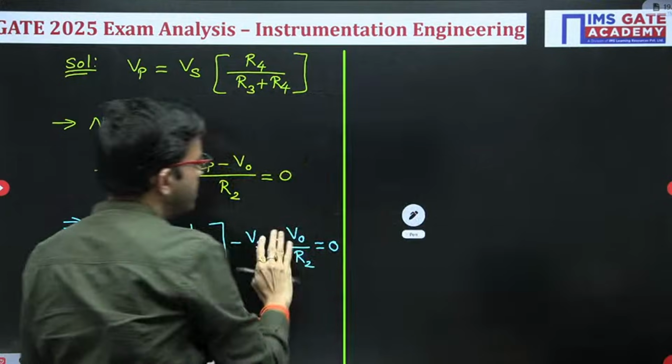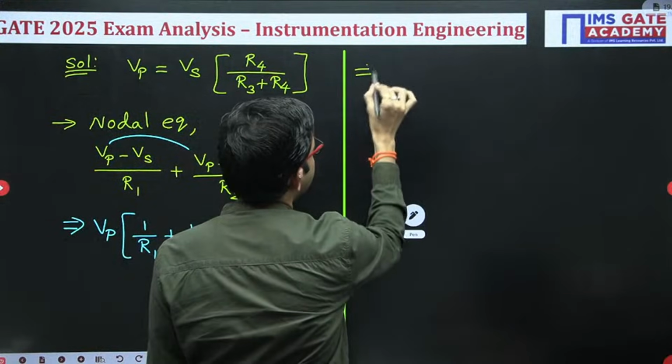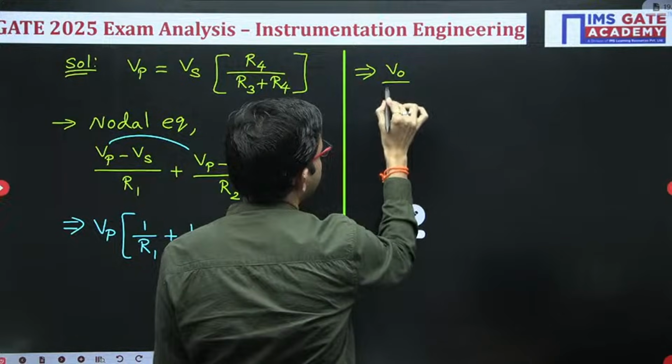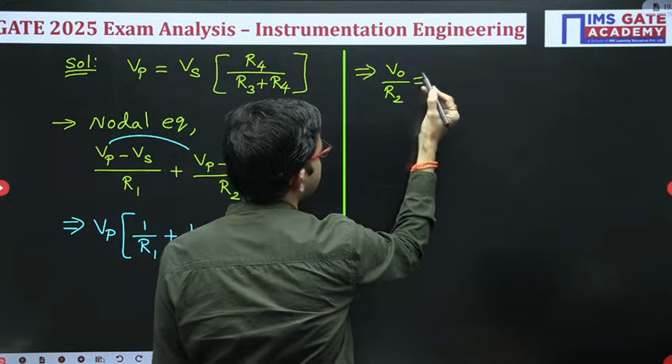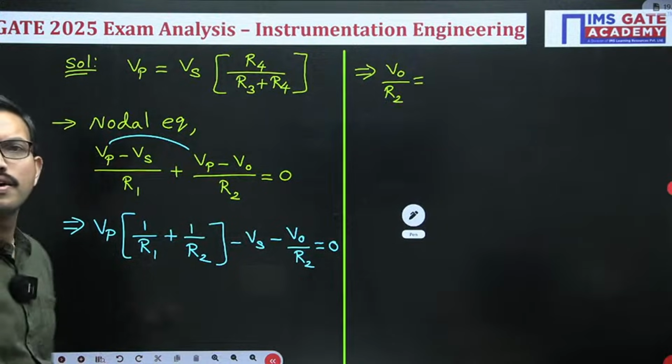So from here, V0 by R2 I am bringing to the right hand side, it will become positive. So from here you are getting V0 by R2 is equal to Vp.